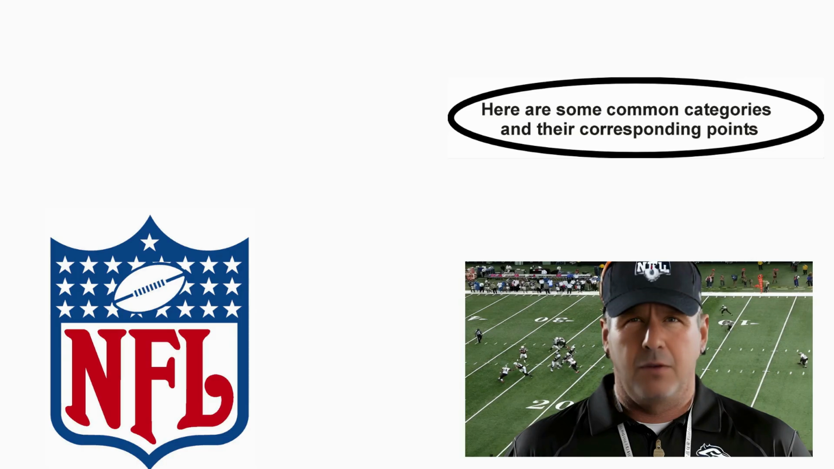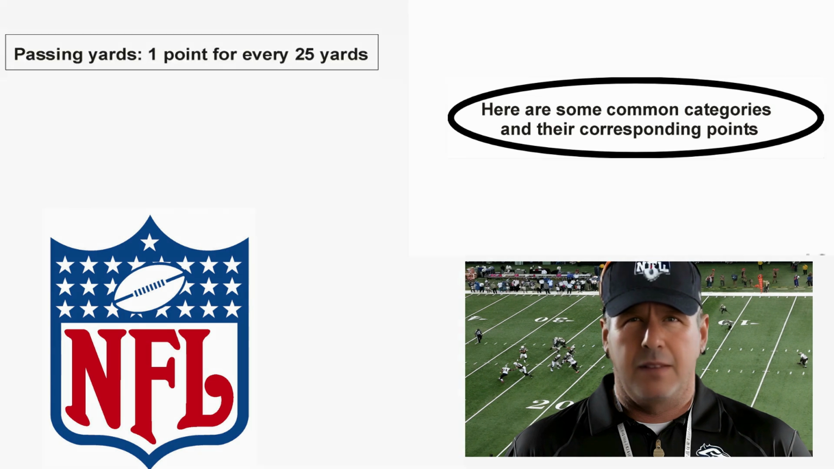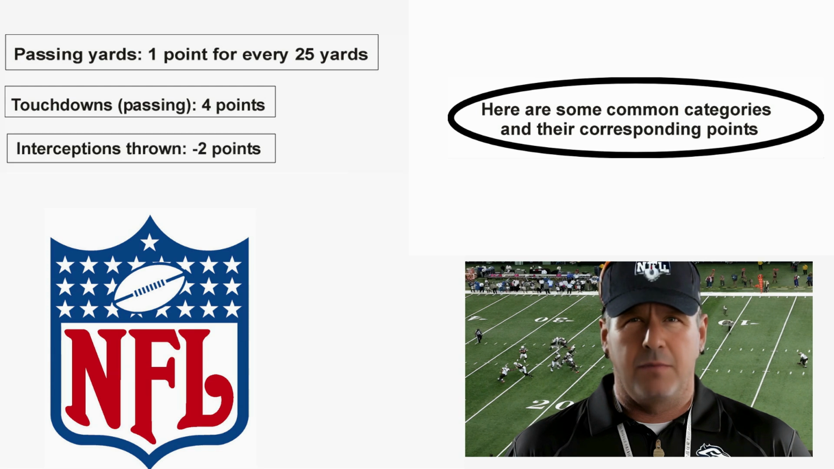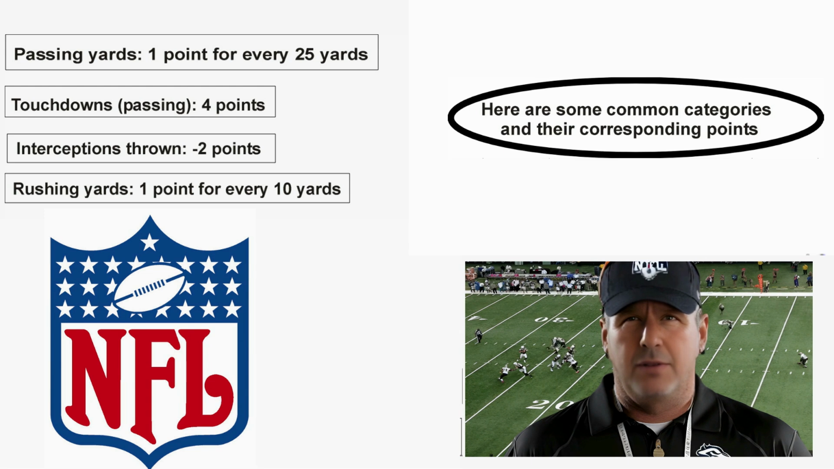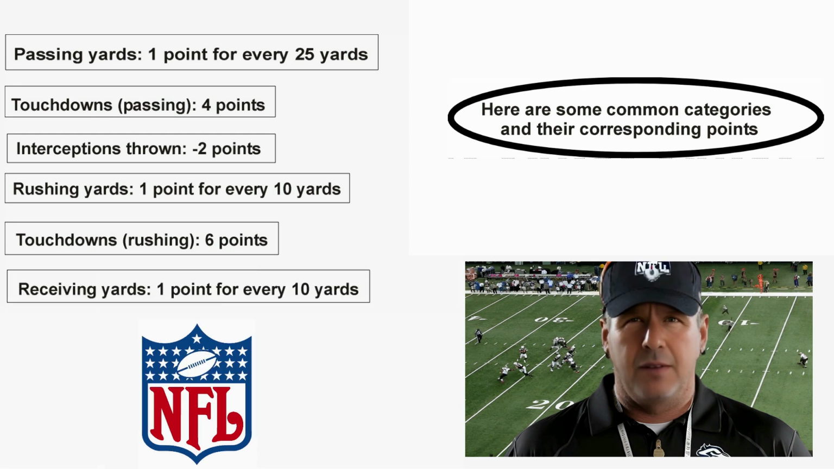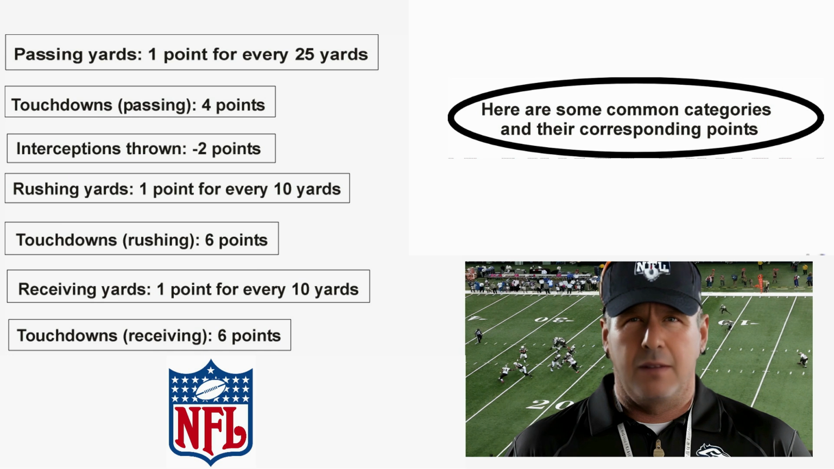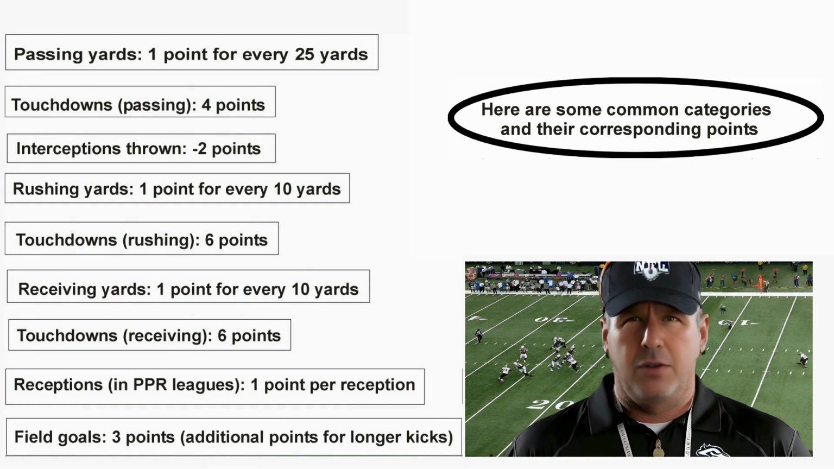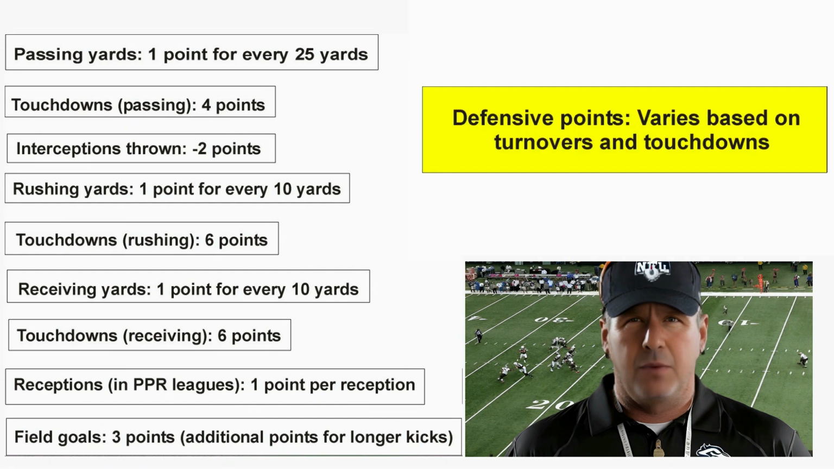Here are some common categories and their corresponding points. Passing yards, 1 point for every 25 yards. Touchdowns, passing, 4 points. Interceptions thrown, -2 points. Rushing yards, 1 point for every 10 yards. Touchdowns, rushing, 6 points. Receiving yards, 1 point for every 10 yards. Touchdowns, receiving, 6 points. Receptions, in PPR leagues, 1 point per reception. Field goals, 3 points, additional points for longer kicks. Defensive points, varies based on turnovers and touchdowns.